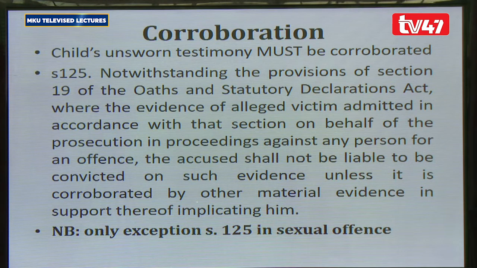When you read this section, it says, notwithstanding the provisions of section 19 of the Oaths and Statutory Declarations Act, where the evidence of an alleged victim, that is the child, admitted in accordance with that section, on behalf of the prosecution in proceedings against any person of an offense, the accused shall not be liable to be convicted. So meaning that if a child gives unsworn evidence, then there can be no conviction. It needs to be corroborated, except in sexual offenses.